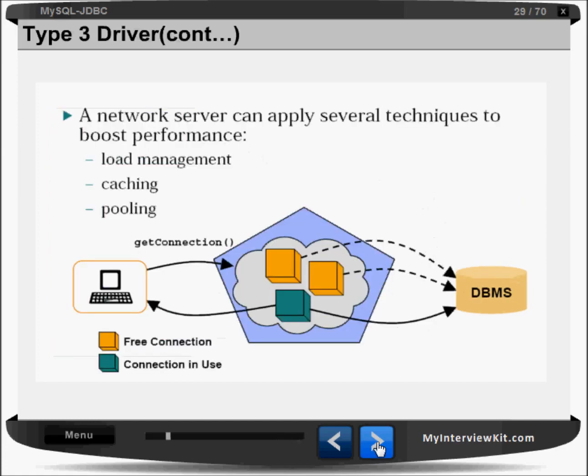The type 3 driver has a lot of functionality. Network servers can apply several techniques to boost performance, like load management, caching and pooling. Let me explain what connection pooling, or a pool of connections, is. On the server, we make a number of connections to the database. Suppose this is my database, and for it I have created 3 connections. Whenever one request comes from the client, it gets one connection. At this time, the other 2 connections are idle, not in use.